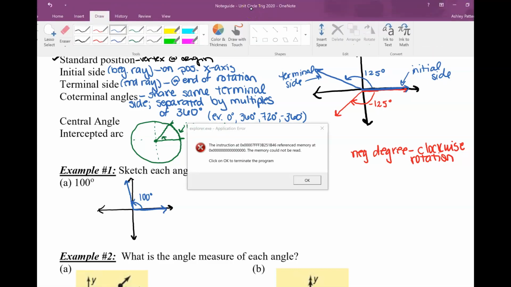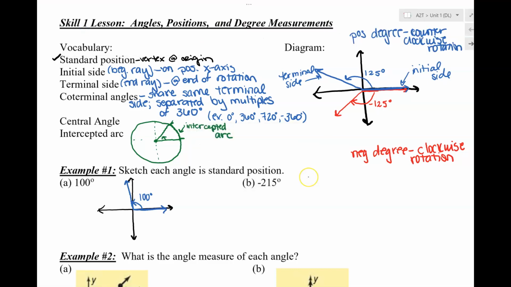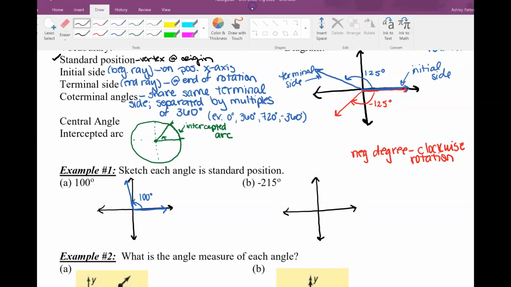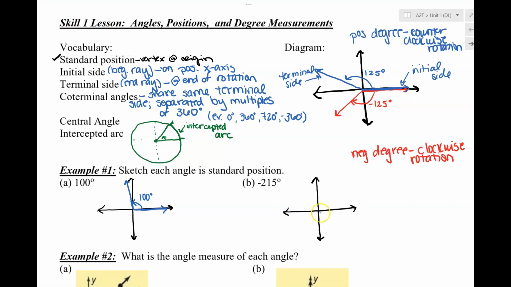Now if it's negative 250, we're going to do the axes first again. It's negative, which means we're going to rotate clockwise. I'm still in standard position, so my initial side is on the positive x-axis. I rotate 90, 180, and then a little bit above that is going to be our negative 250. Again, I have an arrow to show the direction in which I rotated, which is crucial. And there's my negative 250 degrees.